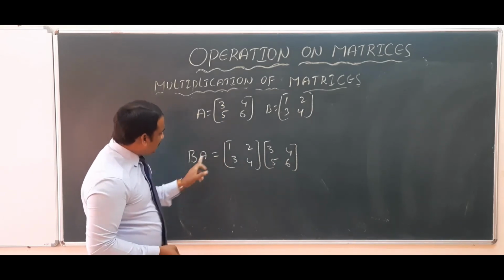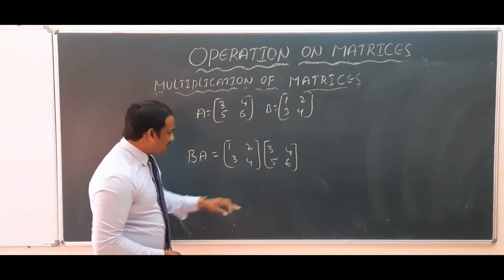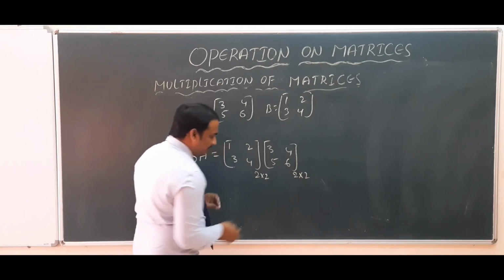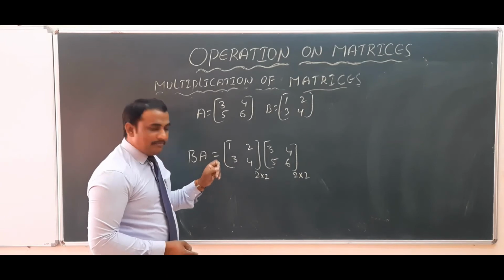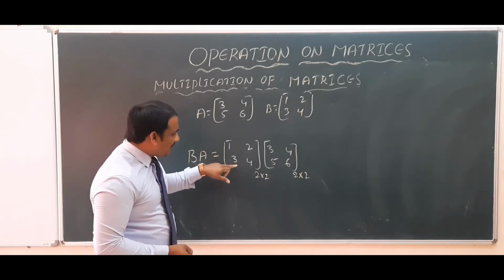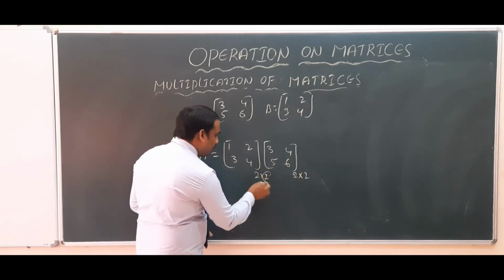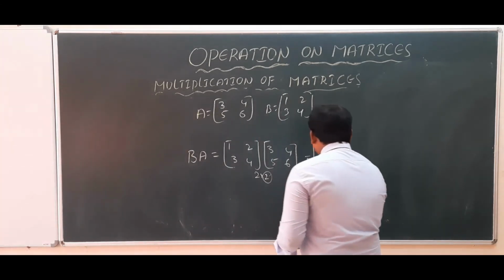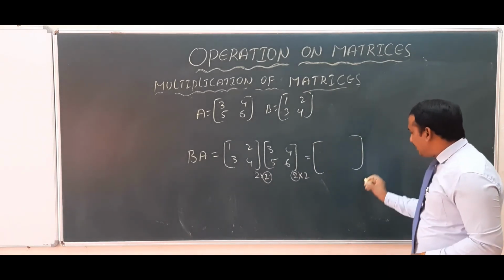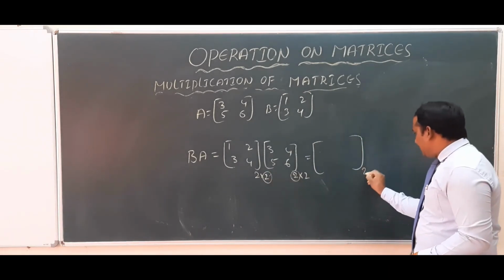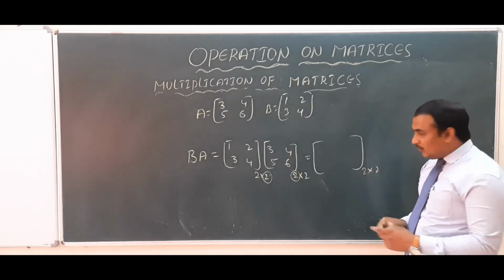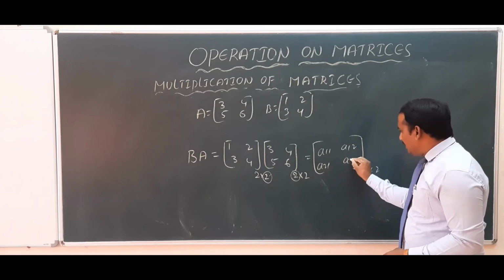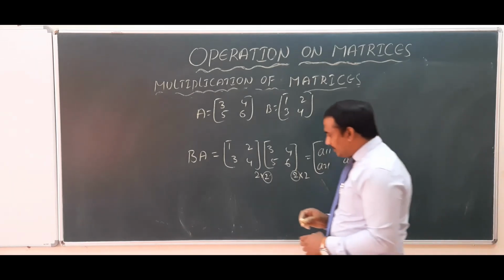What is the condition? First, what you are multiplying, B matrix order and A matrix order you have to check. What is the B matrix order here? 2 by 2. Here the A matrix order is 2 by 2. What is the multiplication condition? First matrix column and second matrix row, both are equal. When both are equal, this is the resultant matrix order. Here the 2 and 2 are the same, the remaining 2 by 2 matrix order you will get. What are the elements here? A11, A12, A21, A22. 4 elements you have to find out.